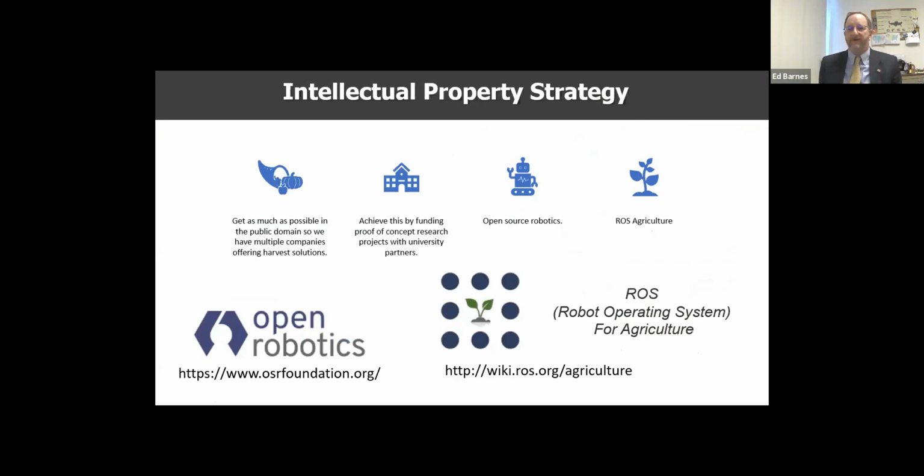Our intellectual property strategy on this is to go open source. Cotton Incorporated is not going to manufacture robots. What we want to do is lower the bar for companies that are going to bring agricultural robotics or autonomous equipment to agriculture. We want to make it as easy as possible for them to adapt that to cotton production.